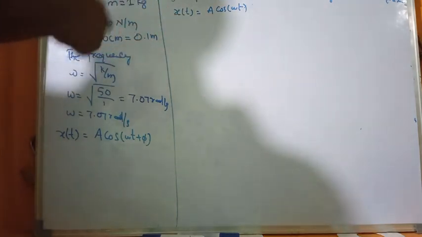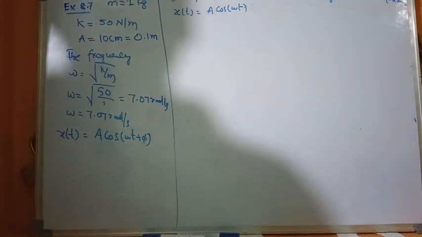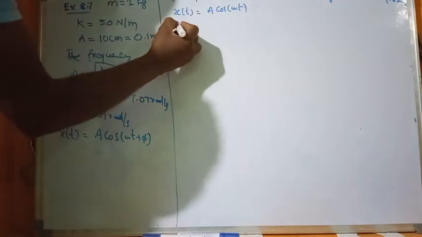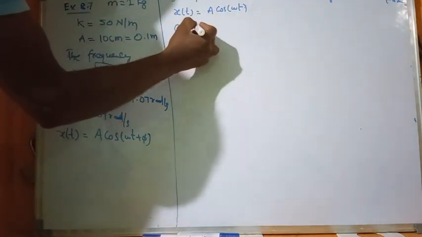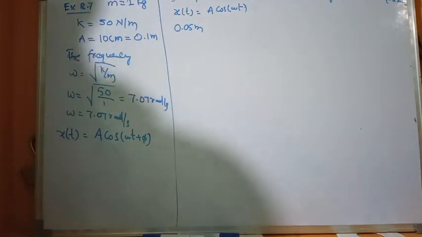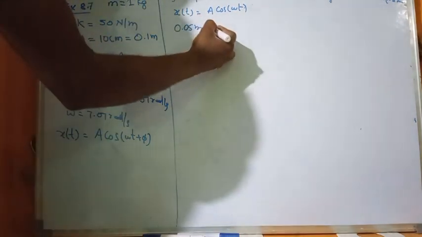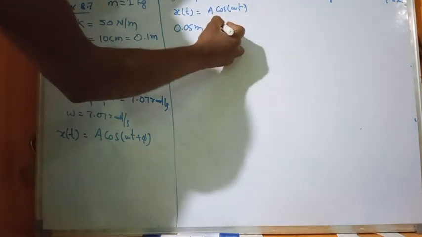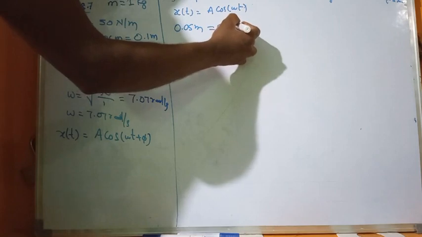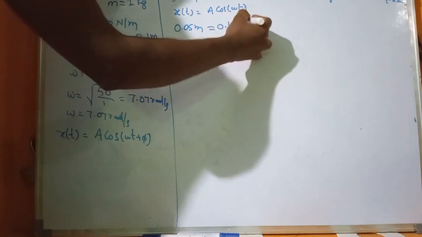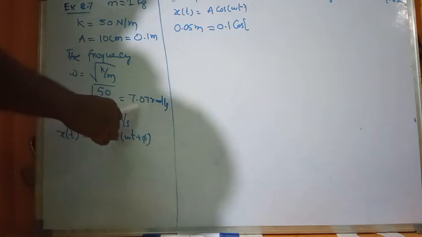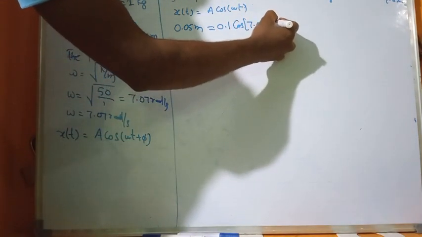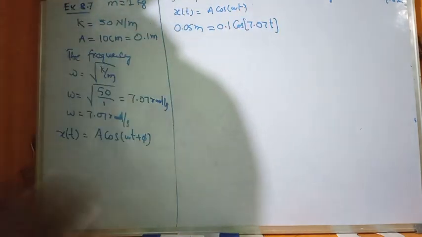So x of t is nothing but 5 centimeters. So x is equal to 5 centimeters, and converting into meters, that is equal to 0.05 meters, which is equal to a, the amplitude, that is 0.1 meters, times cos of omega t. Omega is 7.07, and t is not given here.